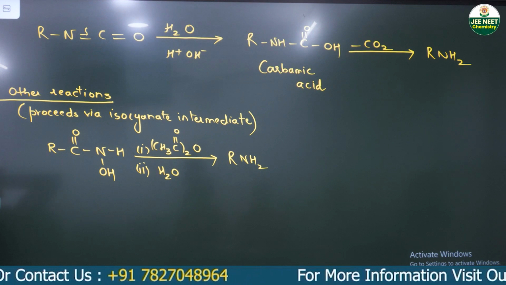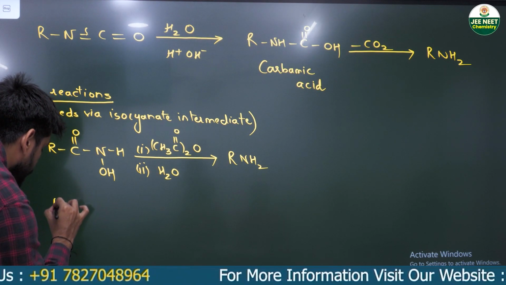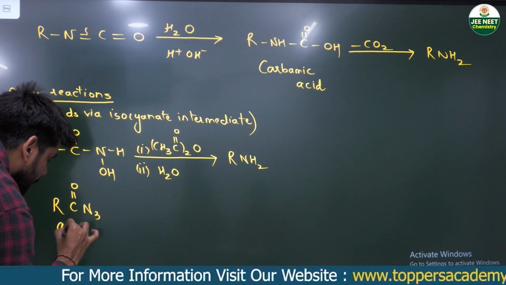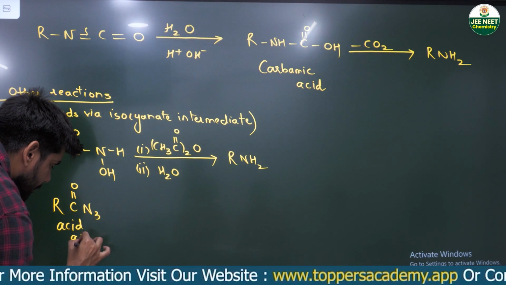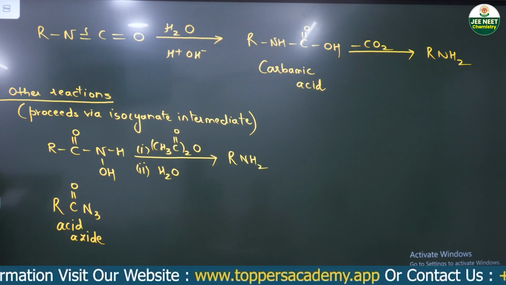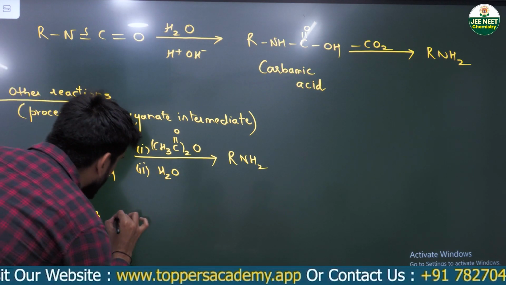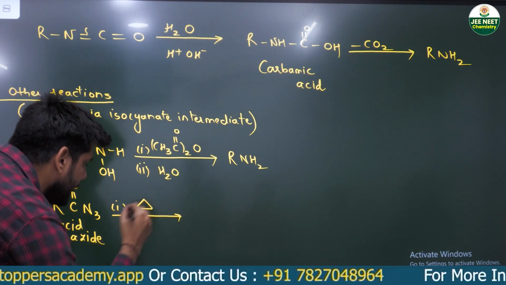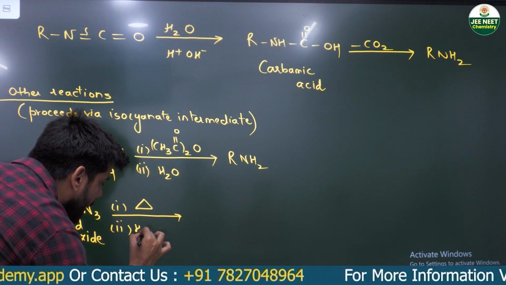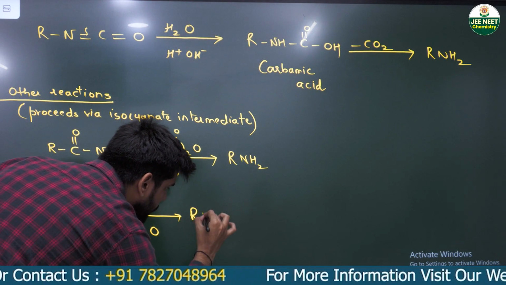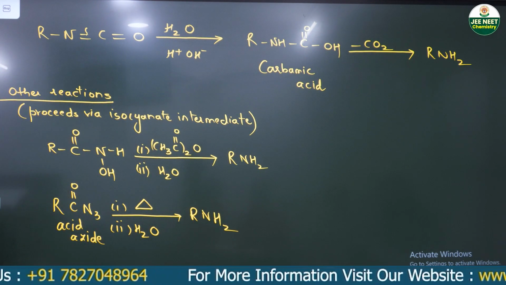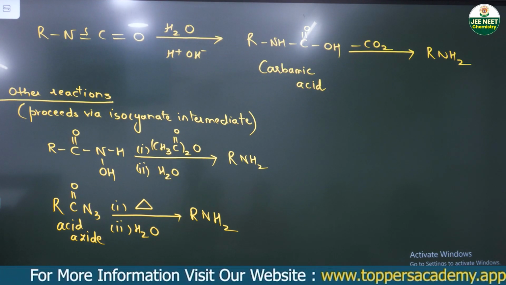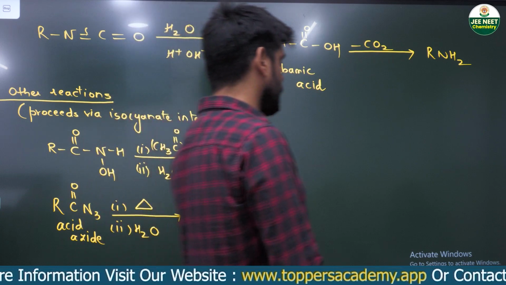Now suppose you have something of this sort, RC double bond O N3. This is your azide, acid azide. When you heat it, you get an isocyanate intermediate, then hydrolysis of that will give you an amine. Is that clear? Tell me if this is clear.